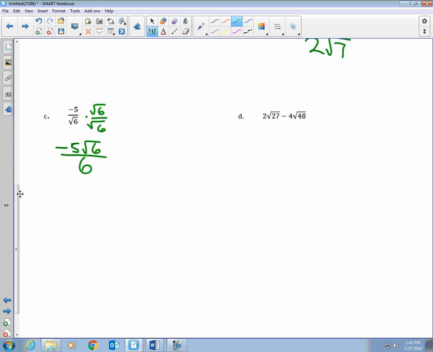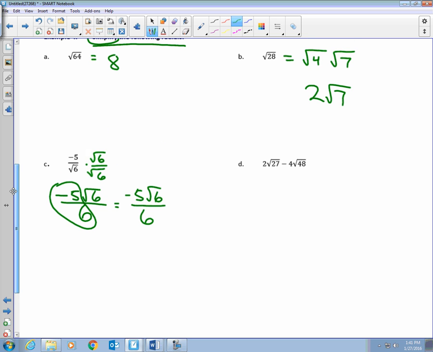Now sometimes we could simplify it from here. We would look at, say, those two numbers. Does -5 over 6 reduce at all? No. So the answer is just -5 roots of 6 over 6. It doesn't really simplify. So we've covered an example where there's an integer solution, one where we have to simplify. We've covered one where you divide. And now we're doing addition and subtraction.